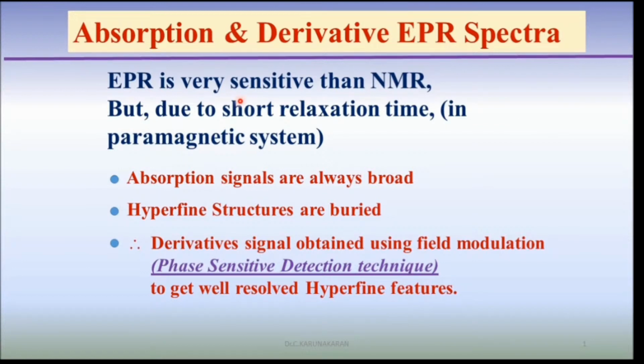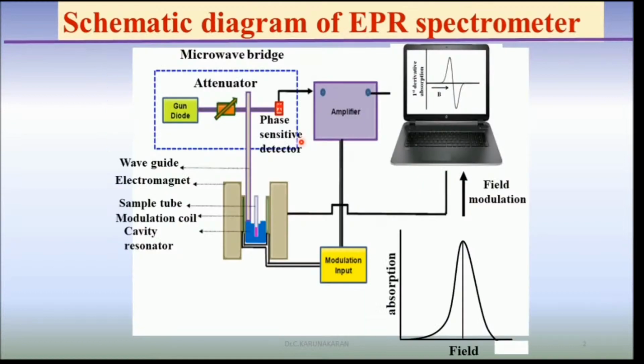EPR is a more sensitive technique than NMR. However, due to short relaxation time in paramagnetic systems, the absorption signals are always broad, and hyperfine structures are buried. Therefore, derivative signals are obtained using the phase sensitive detection technique to get well resolved hyperfine structure. Here I have shown the schematic diagram of an EPR spectrometer. It consists of an electromagnet similar to NMR, a sample holder, and an amplifier and detector.